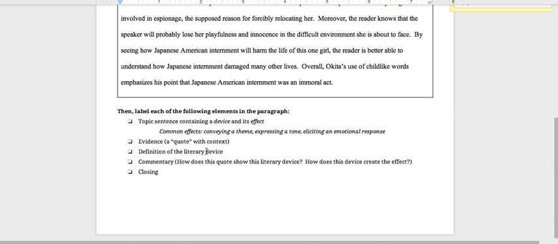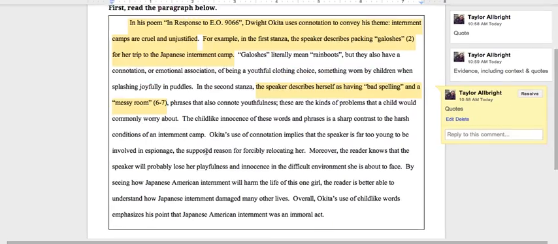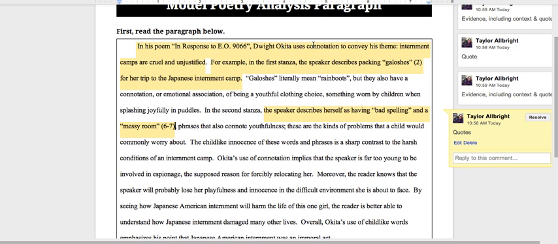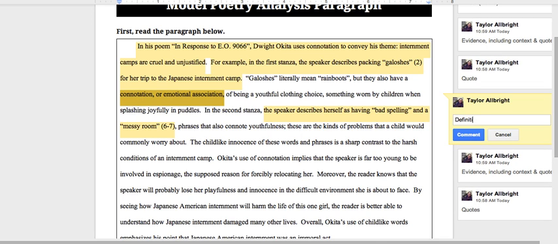Now I want to see where I define the literary device. This will probably be part of your commentary. You want to explain what the literary device is that you're using. Here I'm using connotation. I'm looking for the definition of connotation. It's right here. Connotation, or emotional association. Here I use a phrase tucked into commas to define the word connotation as emotional association. Definition of literary device.